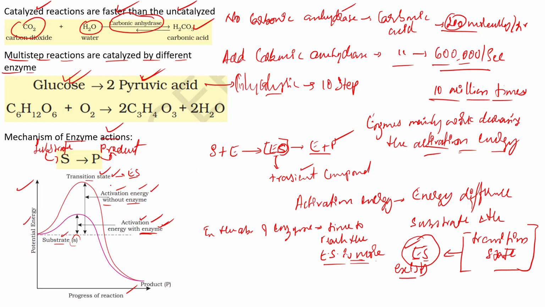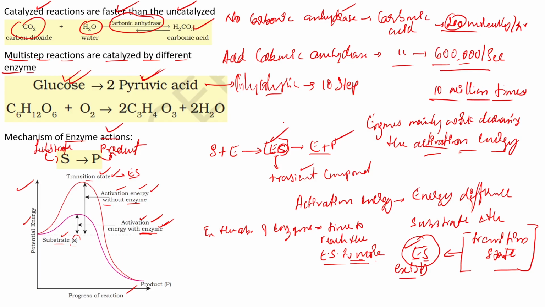So we also know what the transition state is. Transition state is a state at which the enzyme substrate complex is existing. That is called the transition state. Generally, the energy difference is more when there is no enzyme, but as soon as you start to add the enzyme, the energy difference to reach the transition state is decreased. And how is it decreased? It is mainly by lowering the activation energy.